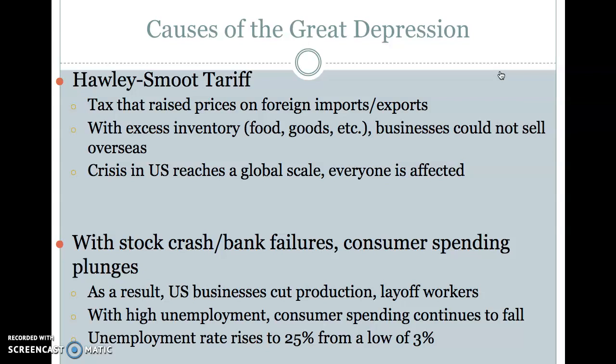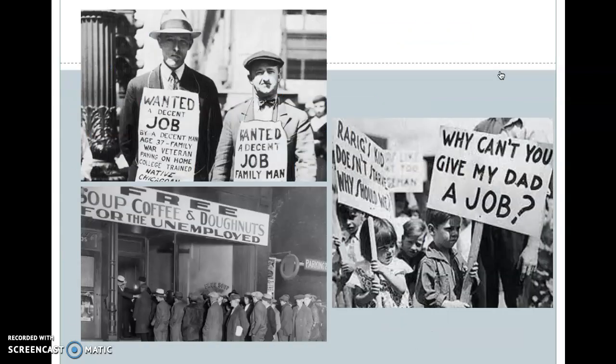With the stock crash and bank failures, consumer spending plunges because people don't have that money. As a result, U.S. businesses cut production and begin to lay off workers. With high unemployment, consumer spending continues to fall because people don't have any jobs, they don't have any money. The unemployment rate rises from a low of 3% in the late 20s to 25%, the highest it has ever been in recorded U.S. history, which is 1/4 of people eligible to work not being able to find jobs.